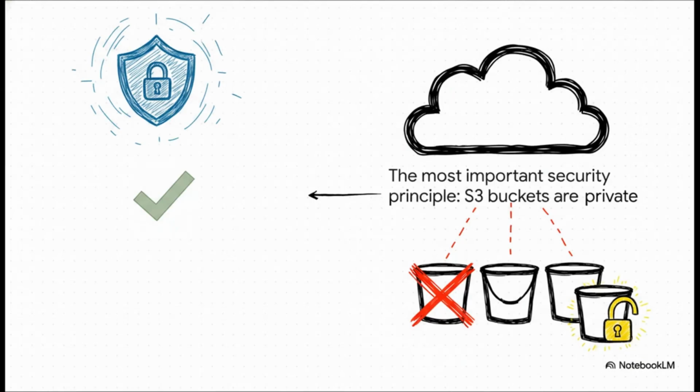And the answer is so important. It's built on one core principle. S3 is secure by default. Your data is private from the very second you create the bucket. You have to take explicit, intentional steps to make anything public. Security isn't an afterthought, it's the starting point.